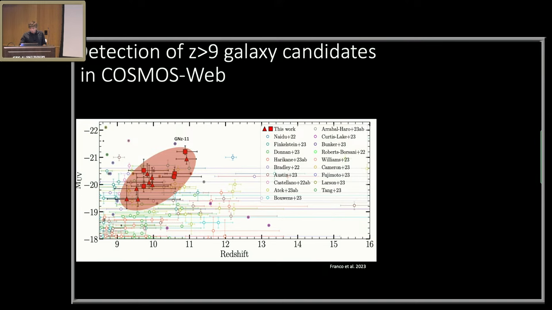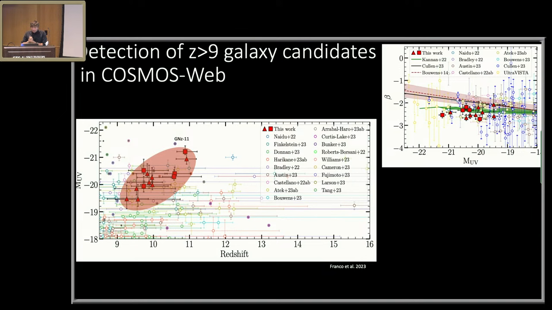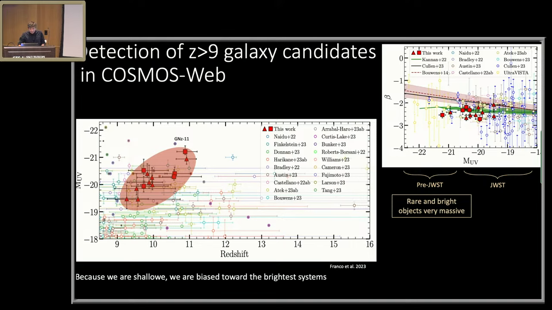We study the evolution of the UV beta slope as a function of the UV magnitude. We didn't find extreme values of beta, which seems to show that 400 million years after the Big Bang, the universe is already enriched in metal. Our results are well aligned with the hydrodynamical simulations, the green line here, and we are a little bit below the results from the literature because all the galaxies on the left of this plot are galaxies detected before James Webb. There are extremely massive galaxies, and there is a correlation between the beta slope and the stellar mass of galaxies.